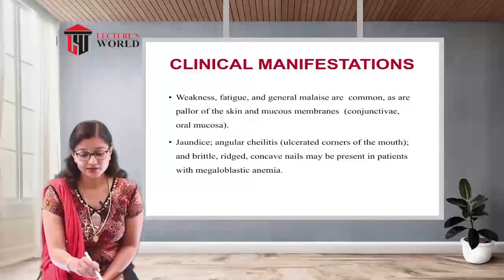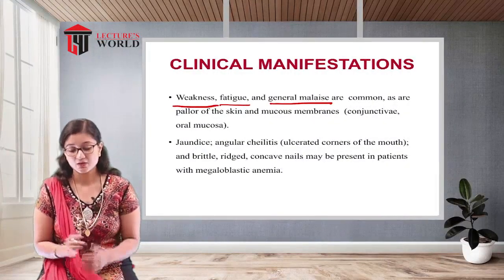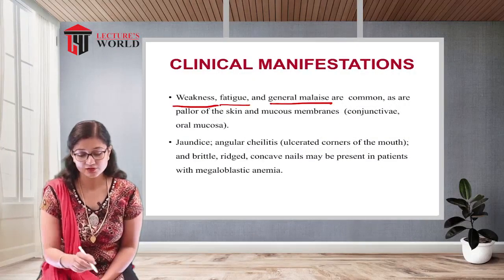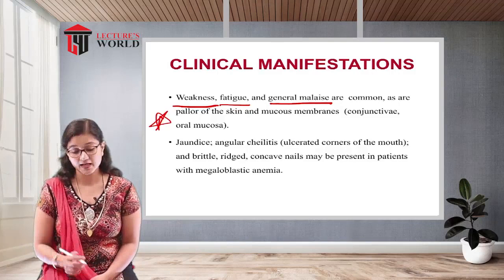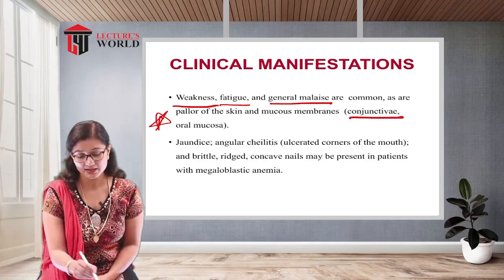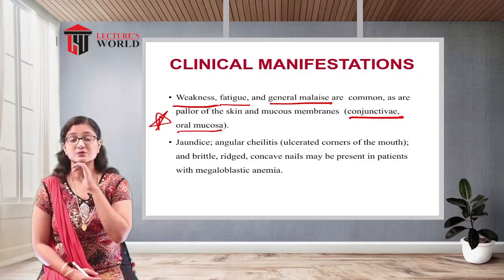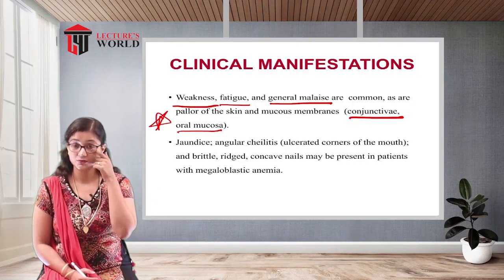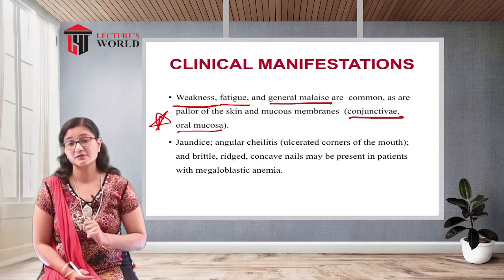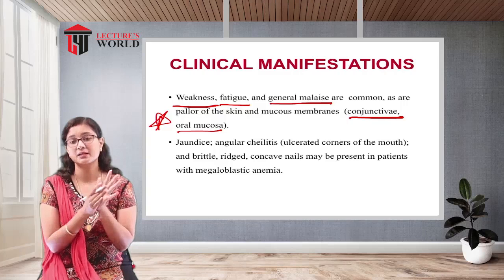Next is weakness, fatigue and general malaise, common for all patients. And what is most important, we should never forget to write, pallor of the skin and mucous membrane, commonly seen in the conjunctiva and oral mucosa also. You will see a pale color. In the conjunctiva, you are going to see the lower conjunctiva pale. Even your palms, if you see, the patient is pale enough.